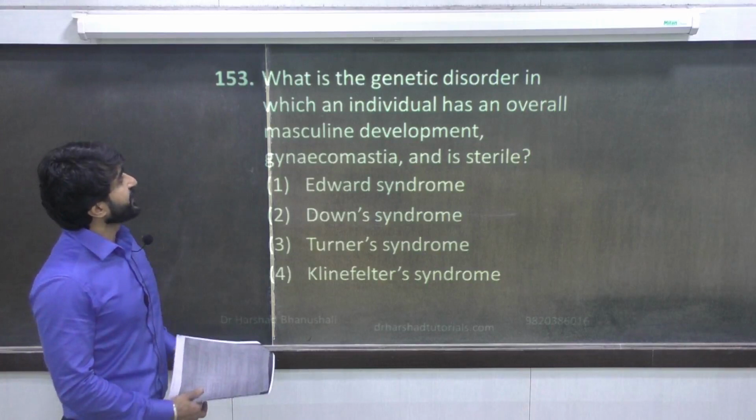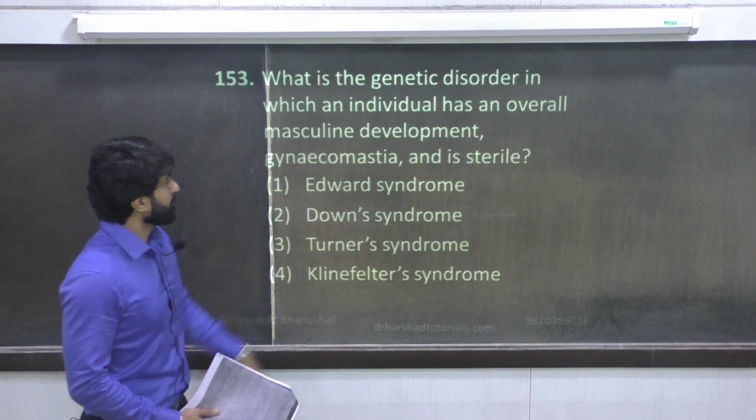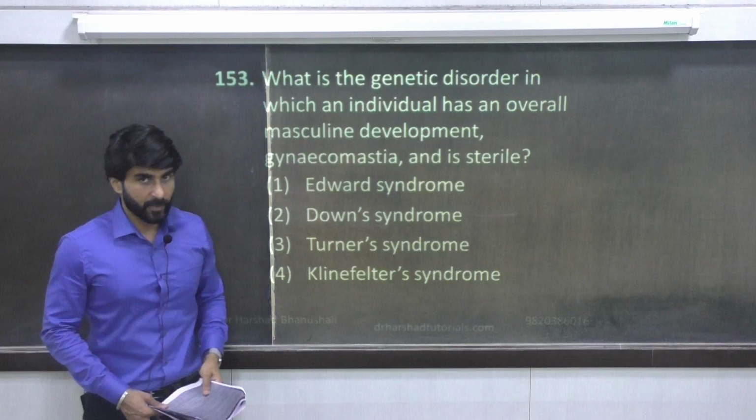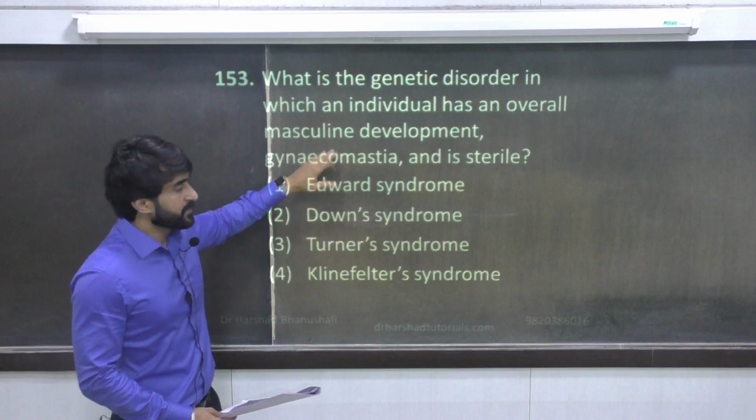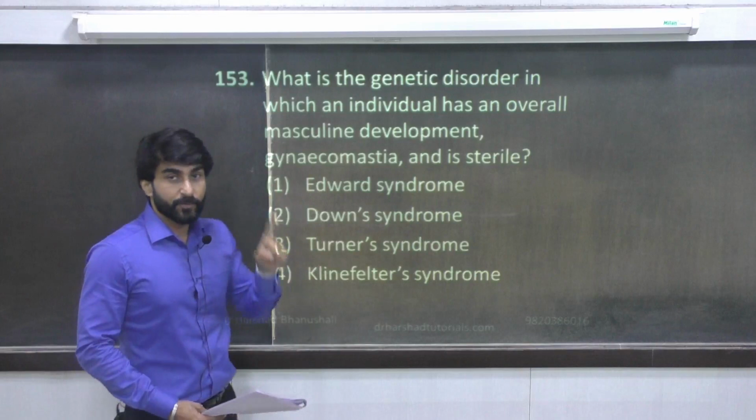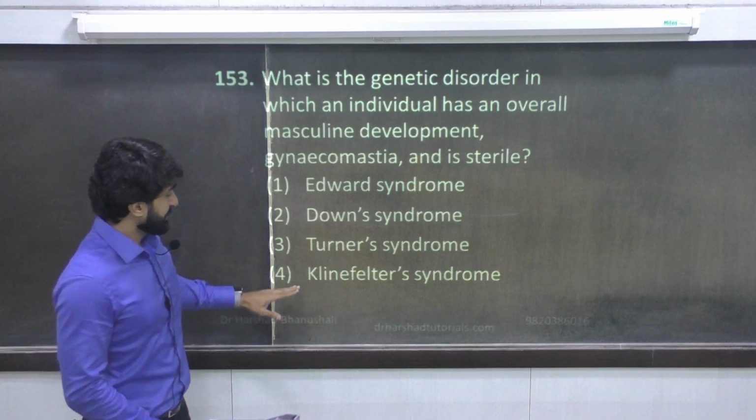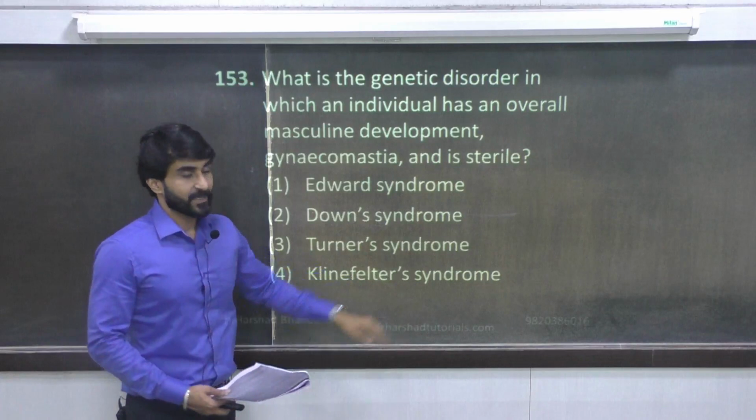153. What is the genetic disorder in which an individual has an overall masculine development, gynecomastia, and sterility? This is your inheritance chapter about sex chromosomal disorders. Since it's masculine, that means a Y chromosome is also there. Gynecomastia means XX is also there. So your answer would be XXY, and the disease which has XXY is Klinefelter syndrome. So your answer for 153 is option number 4, Klinefelter syndrome.